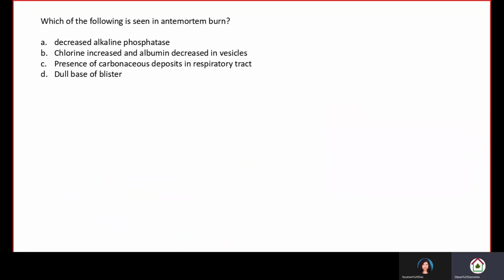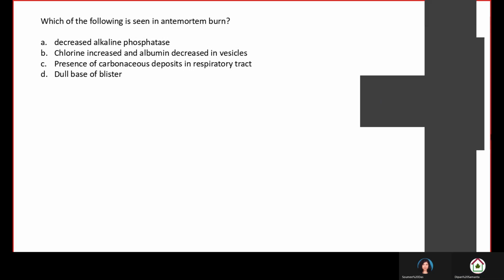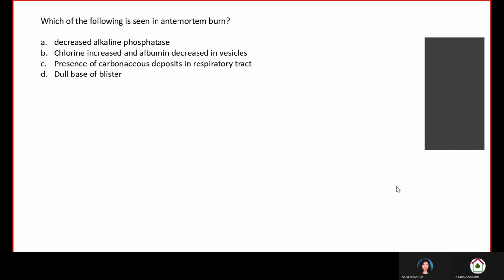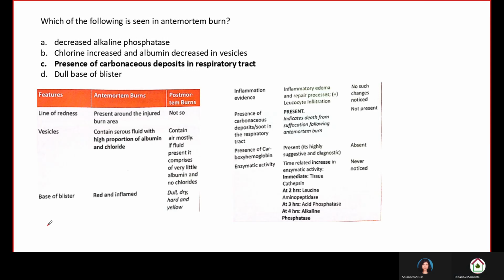Which of the following is seen in antemortem burn? Decreased alkaline phosphatase, chlorine increased, chlorine increased and albumin decreased in vesicles, presence of carbonaceous deposits in respiratory tract, dull base of blister. So, presence of carbonaceous deposits in respiratory tract.